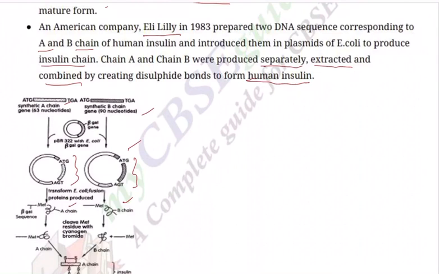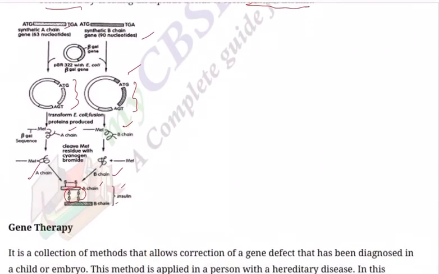Now cleave the residue with cyanogen bromide, and once that is done, we are able to do the attachment of A chain with B chain, and you can see the A chain getting interlinked with the B chain with disulfide bonds, and that is active insulin. This is how we are able to make active insulin.